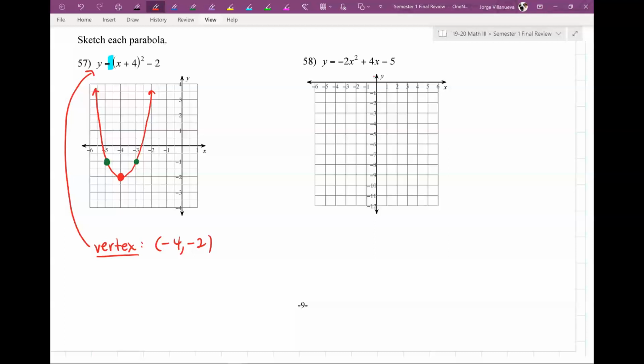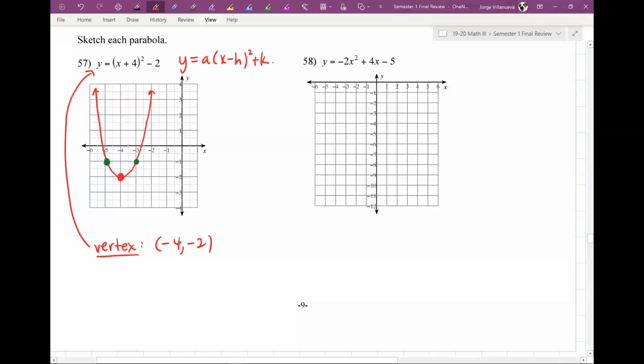For sketching something like number 57, notice it's in vertex form. In other words, the equation looks like this. And if it's in vertex form, then the nice thing is, you know that this number is your h value, this number is your k value. But remember, the number inside, you need to write the opposite of it. So my vertex is negative 4, negative 2. So here it is, negative 4, negative 2.